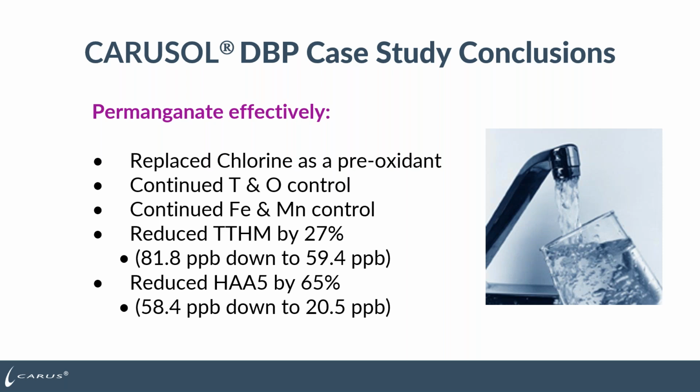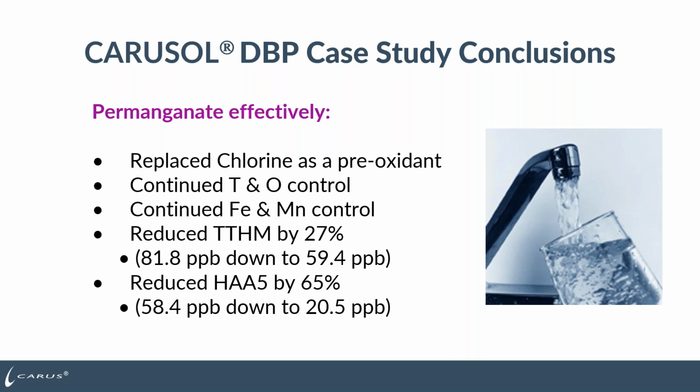So they feed during those 6 months in the middle of the year when their HAAs and THMs are the highest. And then they switch back to pre-chlorine at the front of the plant during the winter months when their numbers are low. And based on that, they can meet the Stage 2 regulation by shaving off all those peaks in the spring and summer months.